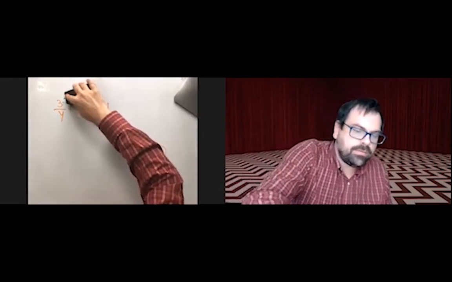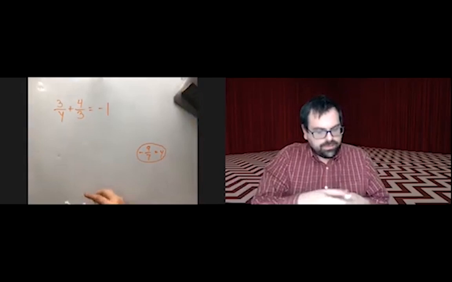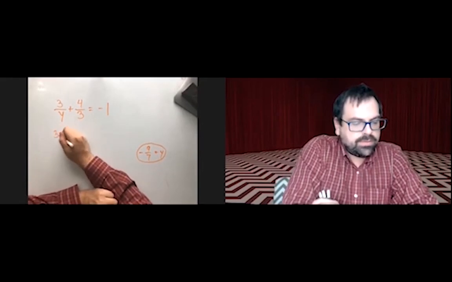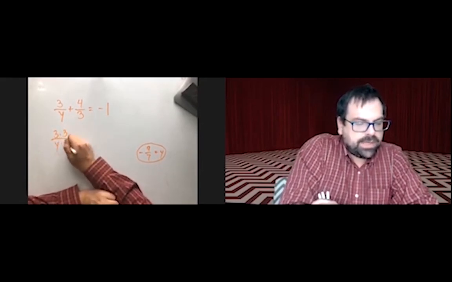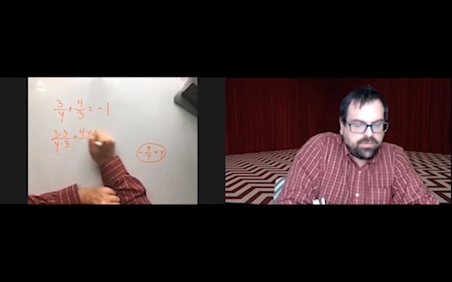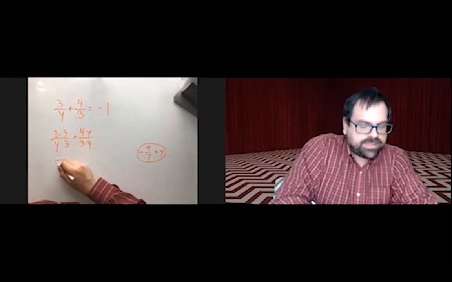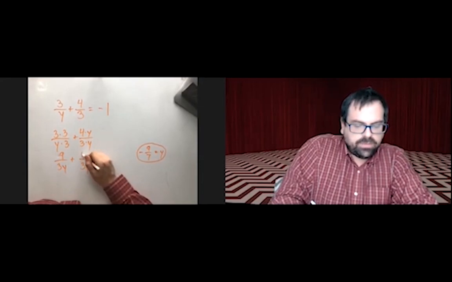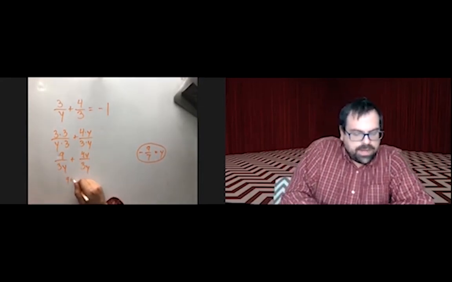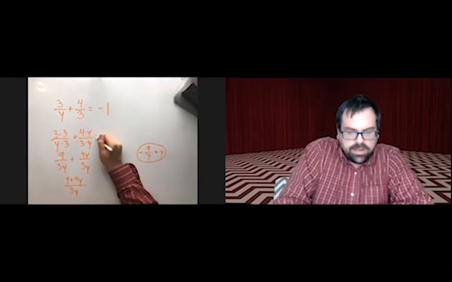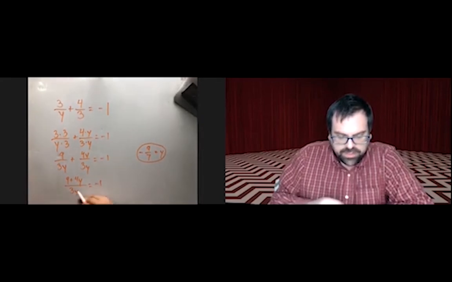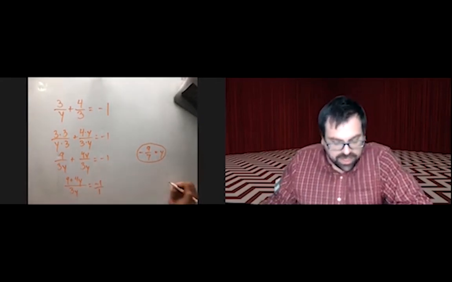Is that the only way to do it? No, I could have also made both of these fractions over 3y. So 3 times 3 over y times 3, 4 times y over 3 times y, to get both of these to be over 3y. 9 plus 4y, all over 3y. This all equals -1. Fraction equals number. That's the same as fraction equals fraction.